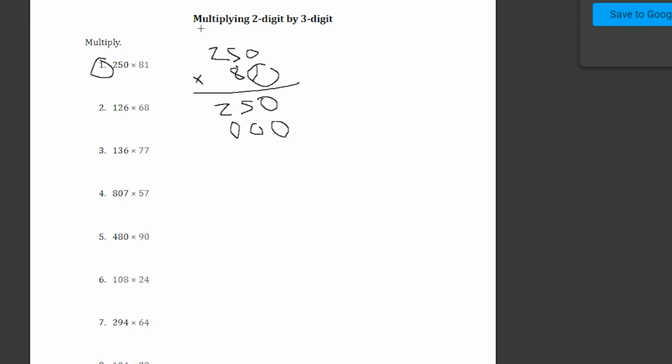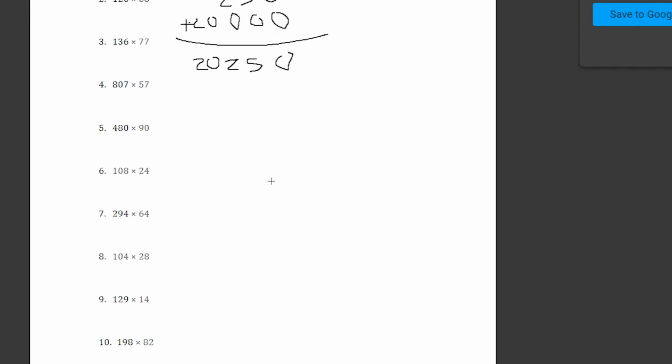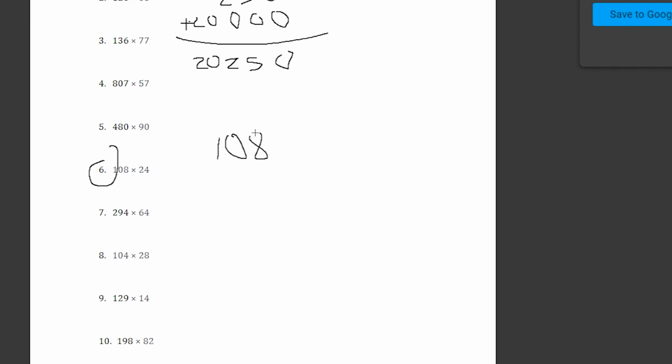So we're going to put a 0 here, put a 4 here to carry over the 4. And 8 times 2 is 16. And then we add the 4, which makes it 20. We can now add these numbers, and this will give us an answer of 20,250. For number 6, we have 108 times 24.